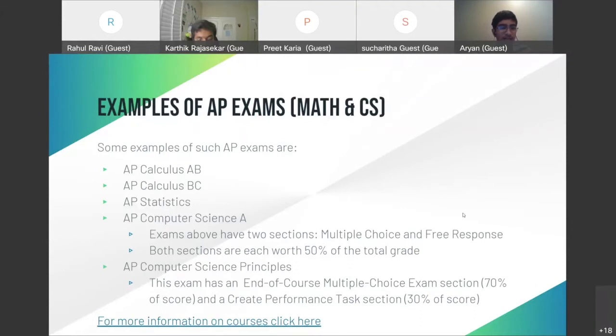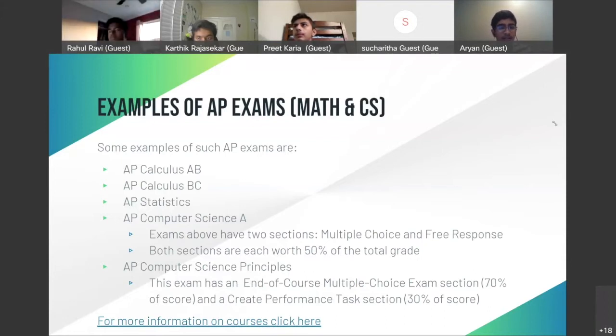Then you have your AP Statistics, which is a college level statistics course. Then you have AP Computer Science A, which is basically computer science taught in Java. So the exams above have 2 sections. The first one is the multiple choice section, and the second one is the free response section. Both sections are worth 50% of the total grade. You'll see this format of testing in a lot of the AP tests.